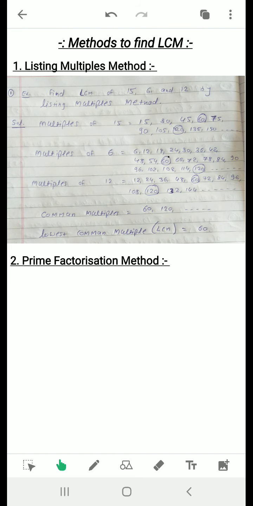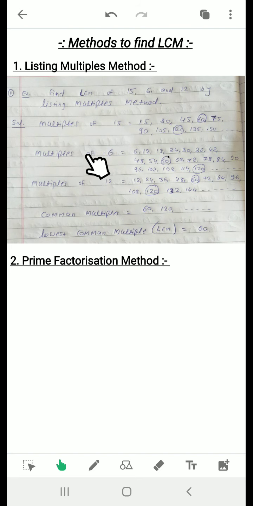Okay, so multiples of 15. Multiples of 15 are 15, 30, 45, 60, 75, 90, 105, 120, 135, 150, and so on. It can go on because the multiples of any number are unlimited. We cannot write all the multiples of any number because they are unlimited. So the multiples of 15 are 15, 30, 45, 60, 75. It will go on up to infinity.